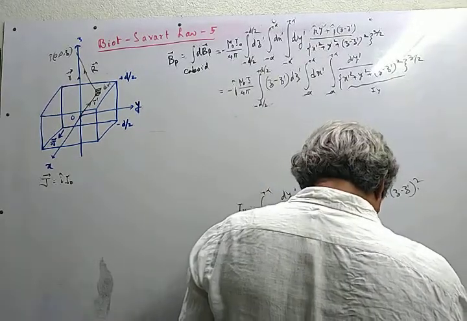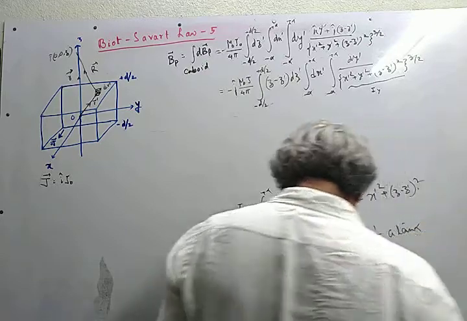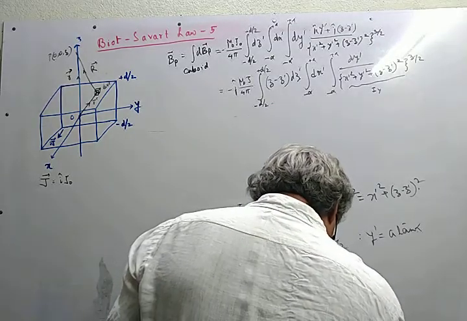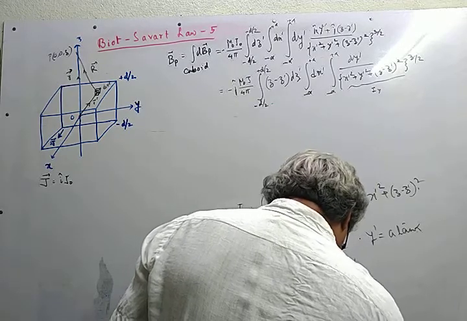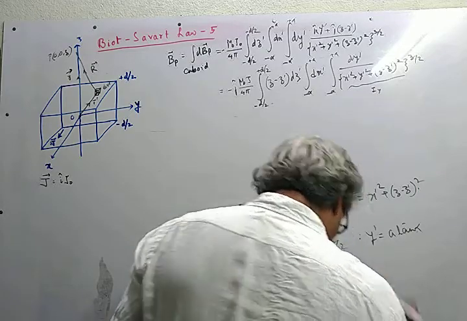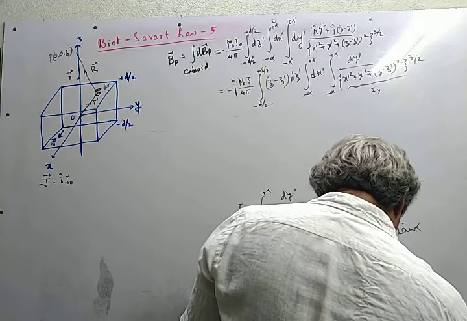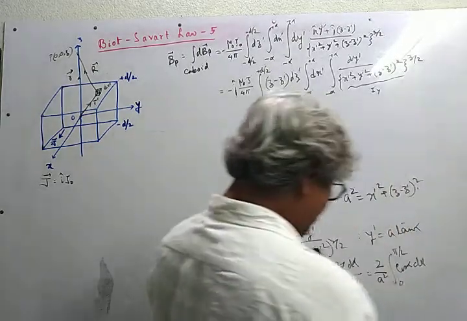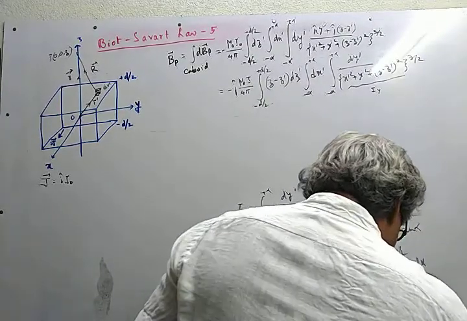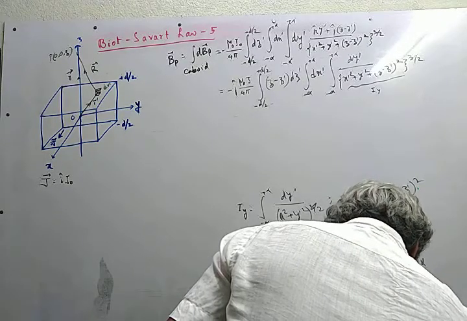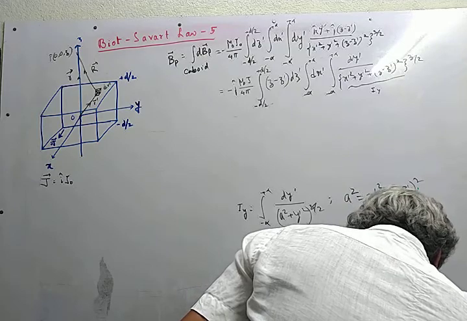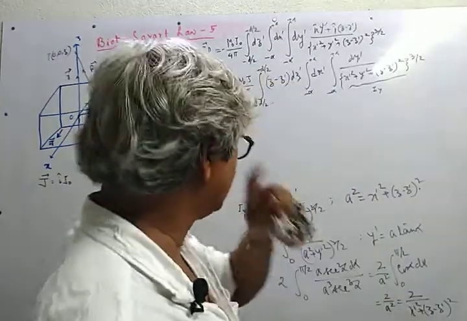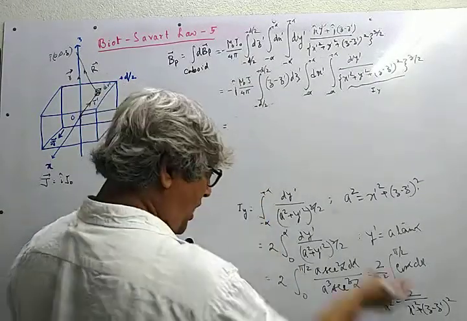If we use the substitution y prime is equal to a tan alpha, then this becomes 2, the limit is 0 to pi by 2, a sec square alpha d alpha, and in the denominator a cube sec cube alpha. So the result is 2 by a square, cos alpha d alpha from 0 to pi by 2. This is sine alpha from 0 to pi by 2, and the result is 2 upon a square, that is 2 upon x prime square plus z minus z prime square. So this integration is removed and we take 2 out, so this makes 2 pi.